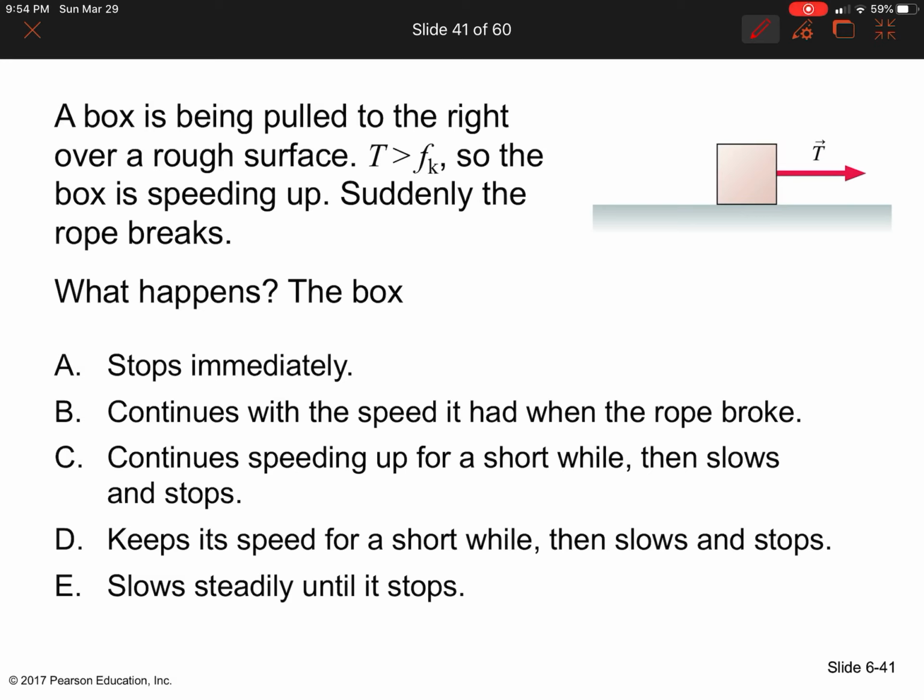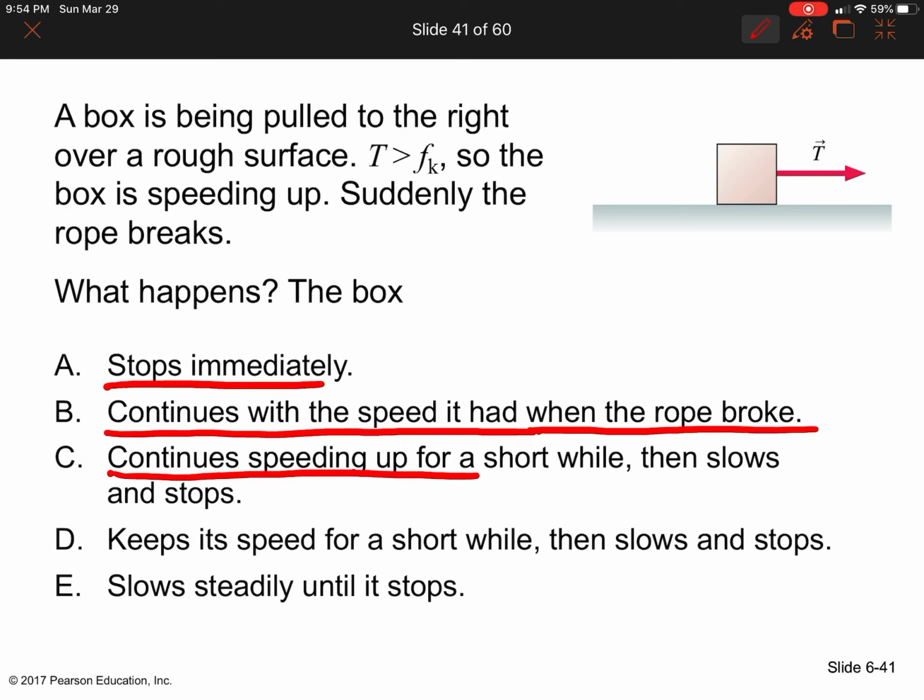Suddenly the rope breaks. Well, what's going to happen to the box? Does it just stop immediately? Well, no, because it has some sort of momentum that's going to make it go for a little while. Does it continue with the speed it had when the rope broke? As soon as the rope breaks, that speed is going to decrease. Does it continue speeding up? Well, I just sort of said that doesn't happen.